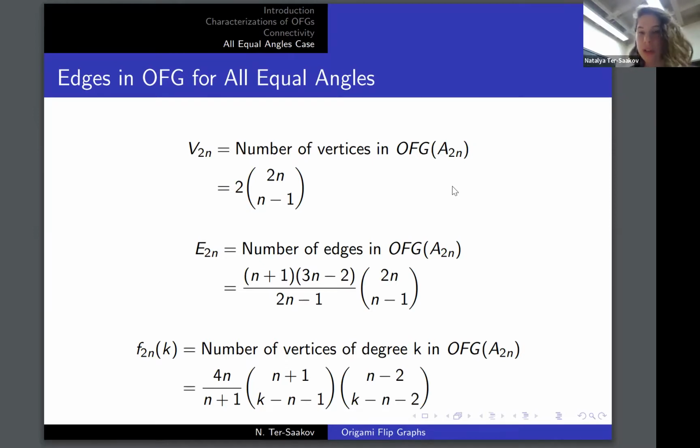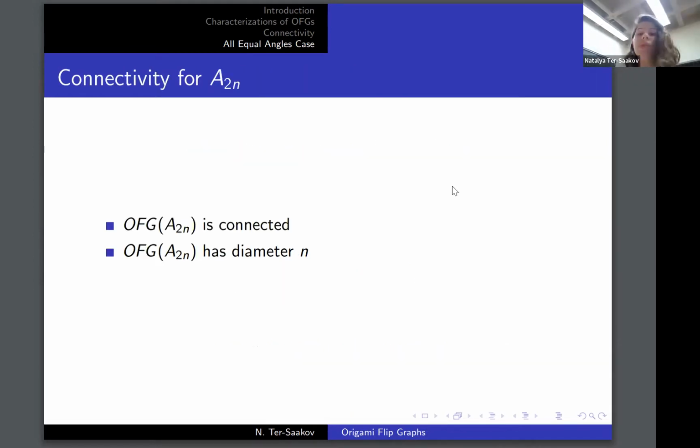So the number of vertices of degree k, where k goes from n+2 to 2n, is 4n over n+1 times (n+1 choose k minus n minus 1) times (n minus 2 choose k minus n minus 2). And this was great. We now know how many vertices are in this graph, how many edges are in this graph, and how many vertices of degree k are in this graph. This is very useful. We also have some other useful information.